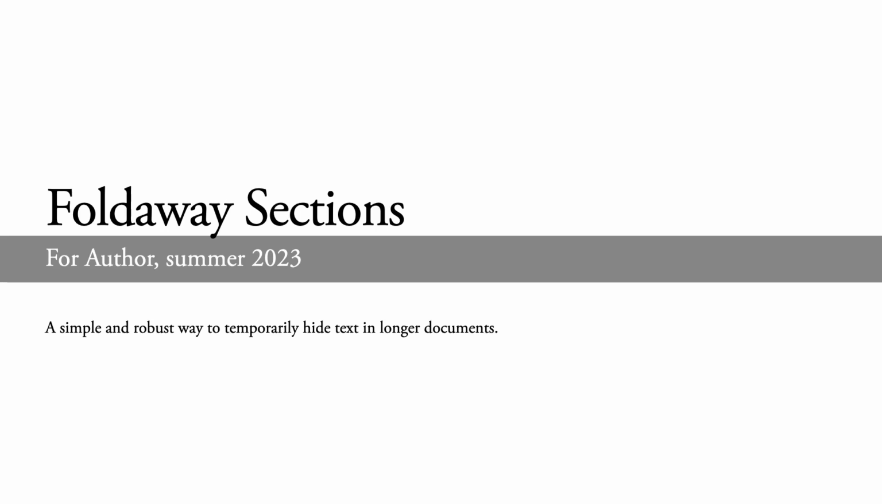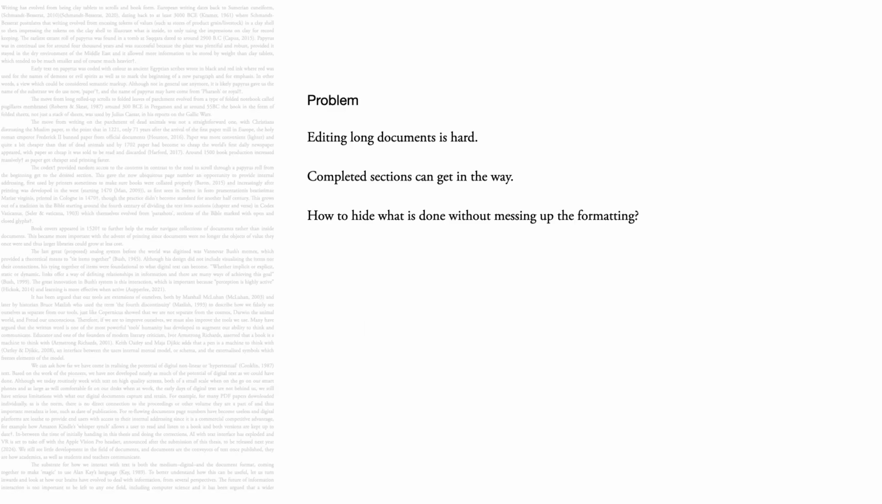This deals with the biggest bugbear I've had over the last decade at least while working on longer documents. The problem is that editing long documents is hard and completed sections can get in the way. So the question is, how can we temporarily hide sections of the document that we don't want to deal with right now without messing up the formatting?